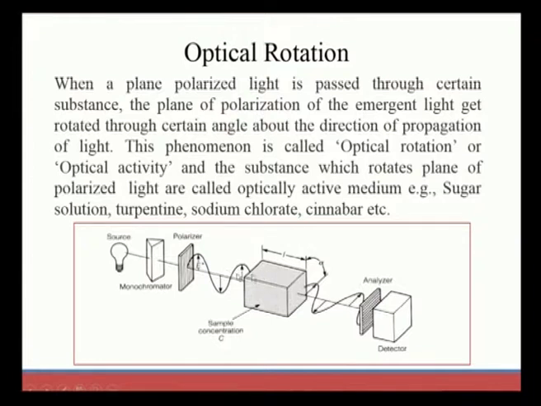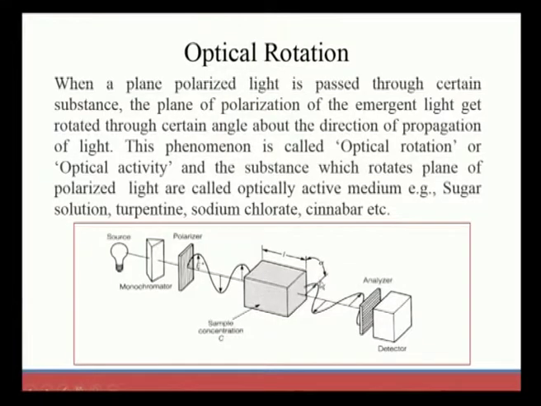In between the analyzer and the polarizer is the sample of concentration C, which is called an optically active medium. When the polarized light falls on an optically active medium, we achieve a slight rotation in the plane of polarization, that is, by an angle alpha. So this can be easily observed here. Optical rotation can also be called optical activity.